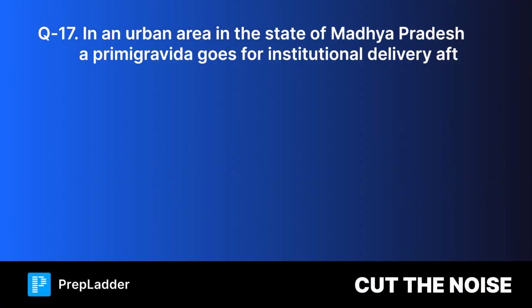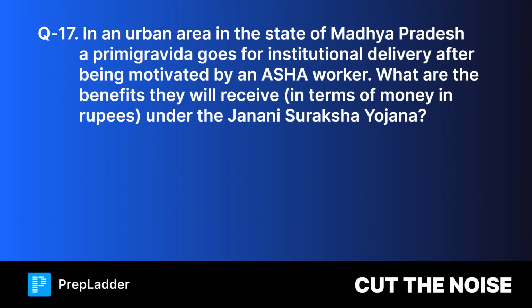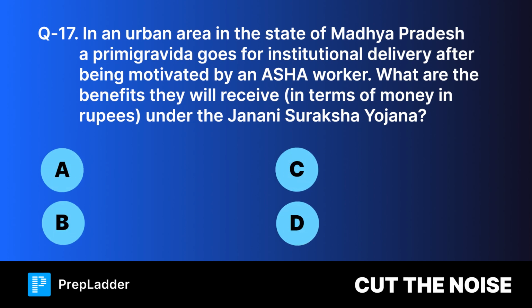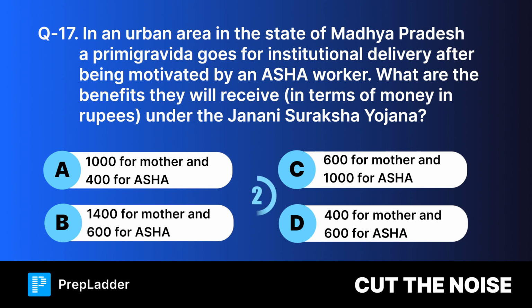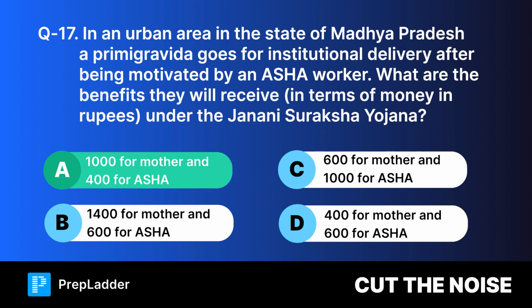Question 17. In an urban area in the state of Madhya Pradesh, a primigravida goes for institutional delivery after being motivated by an ASHA worker. What are the benefits they will receive, in terms of money in rupees, under the Janani Suraksha Yojana? Your options are. And the correct answer is 1000 for mother and 400 for ASHA.